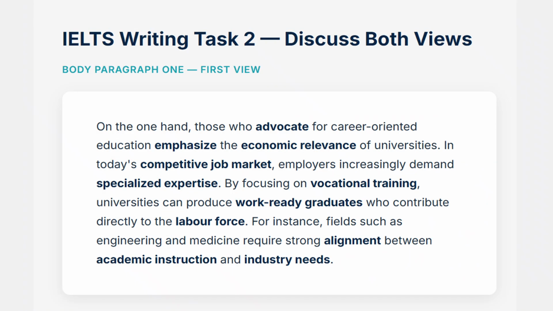On the one hand, those who advocate for career-oriented education emphasize the economic relevance of universities. In today's competitive job market, employers increasingly demand specialized expertise. By focusing on vocational training, universities can produce work-ready graduates who contribute directly to the labor force. For instance, fields such as engineering and medicine require strong alignment between academic instruction and industry needs.